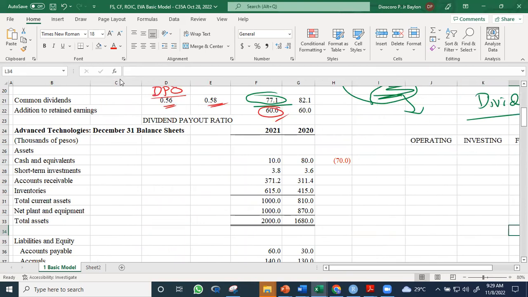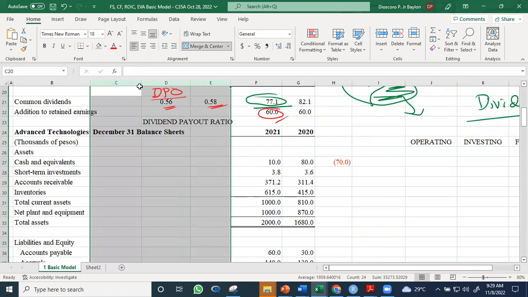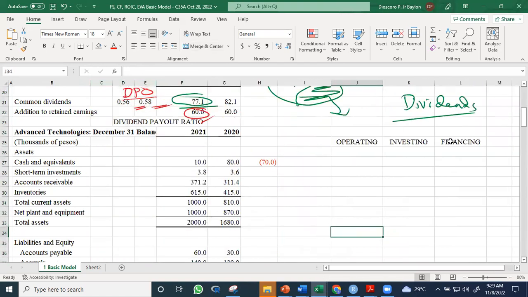All right, so we're now going to first prepare a template. So we're now creating a template for our statement of cash flows. And our template will involve, as I mentioned a while ago, classifying the activities either into operating, investing, and financing, and determining how it affects the cash account.